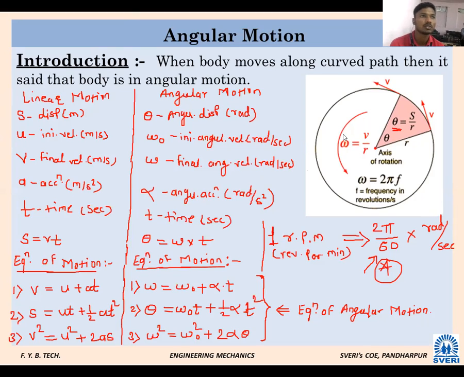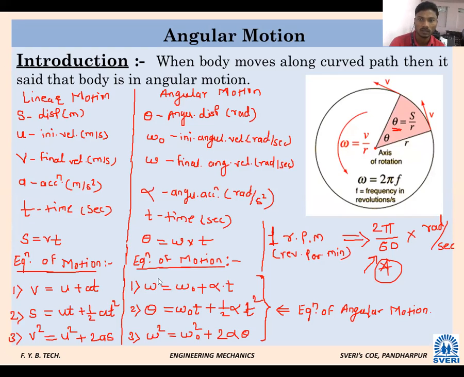Terminology we can see. Even we have discussed in case of linear motion, displacement, theta in case of angular motion, which is in radian. We have seen initial velocity u, omega 0; final velocity v, here omega; acceleration a, here alpha; and t. So the basic equation we know, s is equal to vt. That same equation we have drawn here: theta is equal to omega into t.